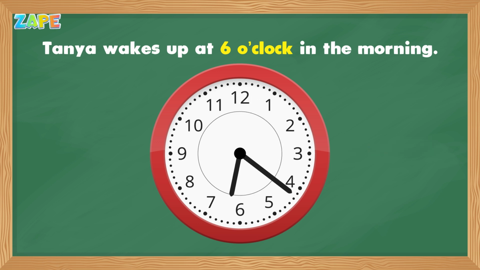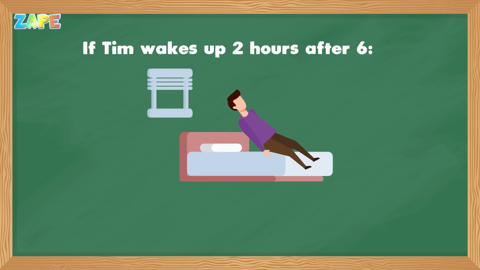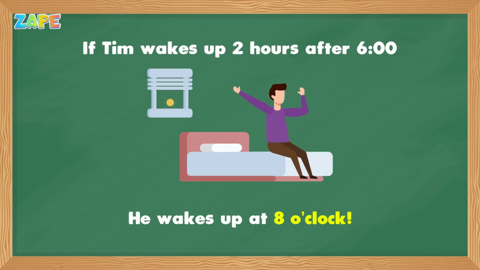Now let's add 2 hours. 1 hour after 6 o'clock is 7 o'clock. And 1 more hour makes it 8 o'clock. So, if Tim wakes up 2 hours after 6 o'clock, he wakes up at 8 o'clock.